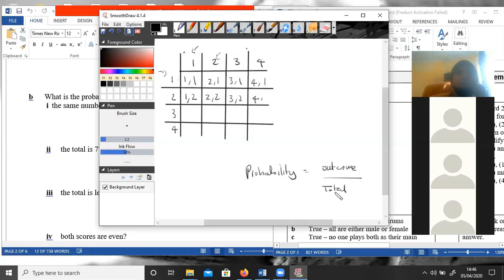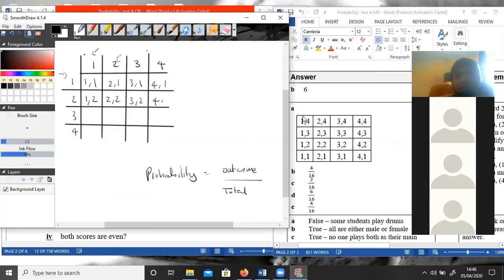So in this case, what's my total number of outcomes on this table here? 1, 2, 3, 4, 8, 12, 16. Agree? Yes. So my total is always going to be 16. This number at the bottom here is always going to be 16. So my probability, I'm going to call it P for now, equals the outcome I'm interested in, O, over 16.